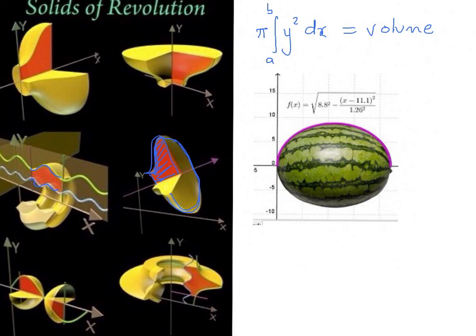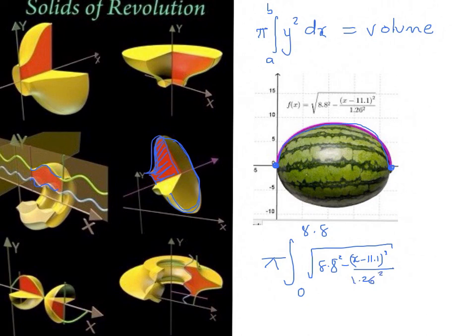So if I want to find out the volume of this melon, then I set up my integral. I'm going from 0 at this end all the way over to, I'm not sure what that is, 8.8 I think, 8.8, and I do pi y squared, where y is f of x, which is the square root of 8.8 squared minus (x minus 11.1) squared over 1.26 squared. That's the equation of this curve. And that's y, so then I square it and then just go ahead and do my integration and get the volume of the melon.